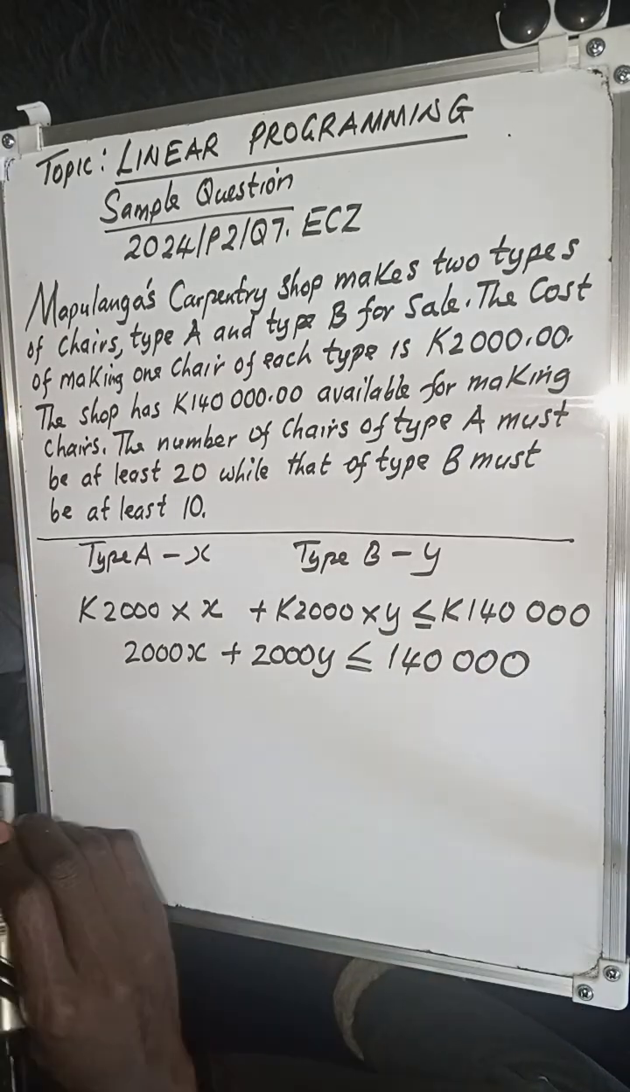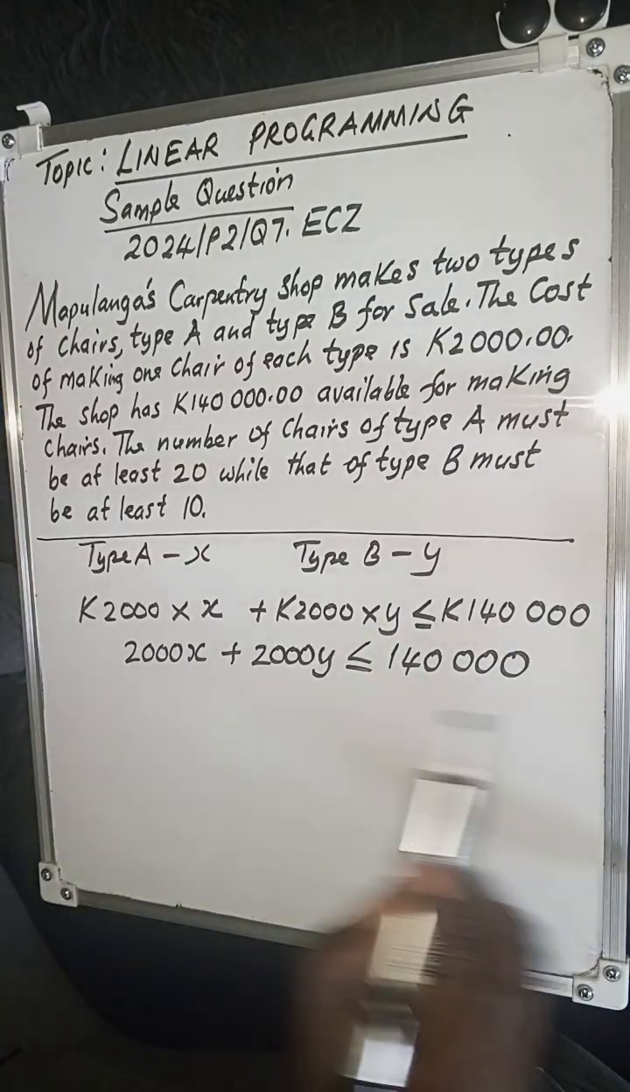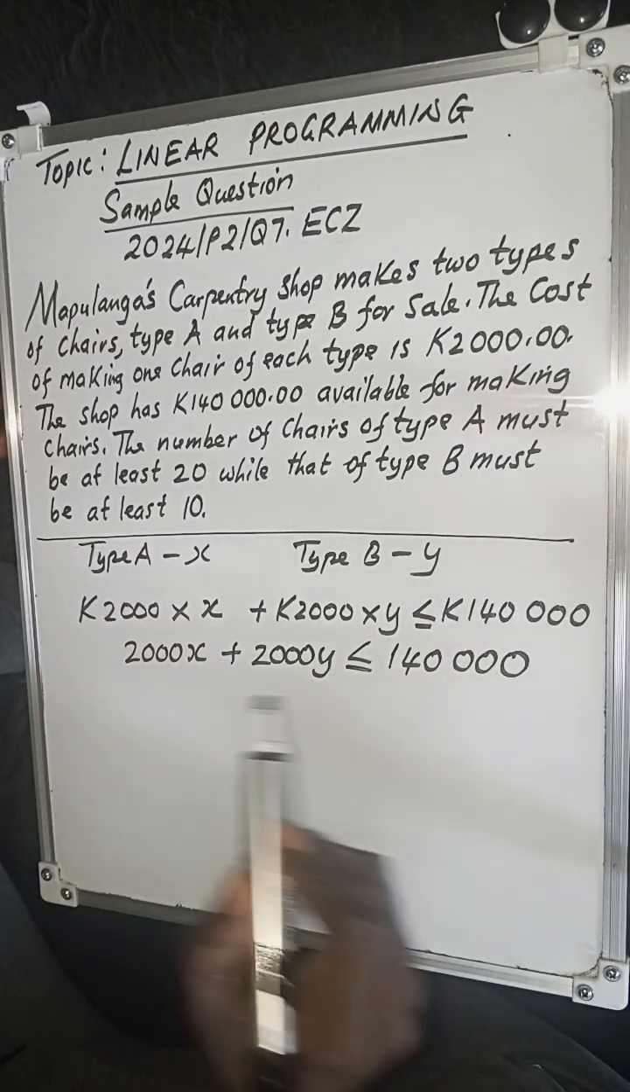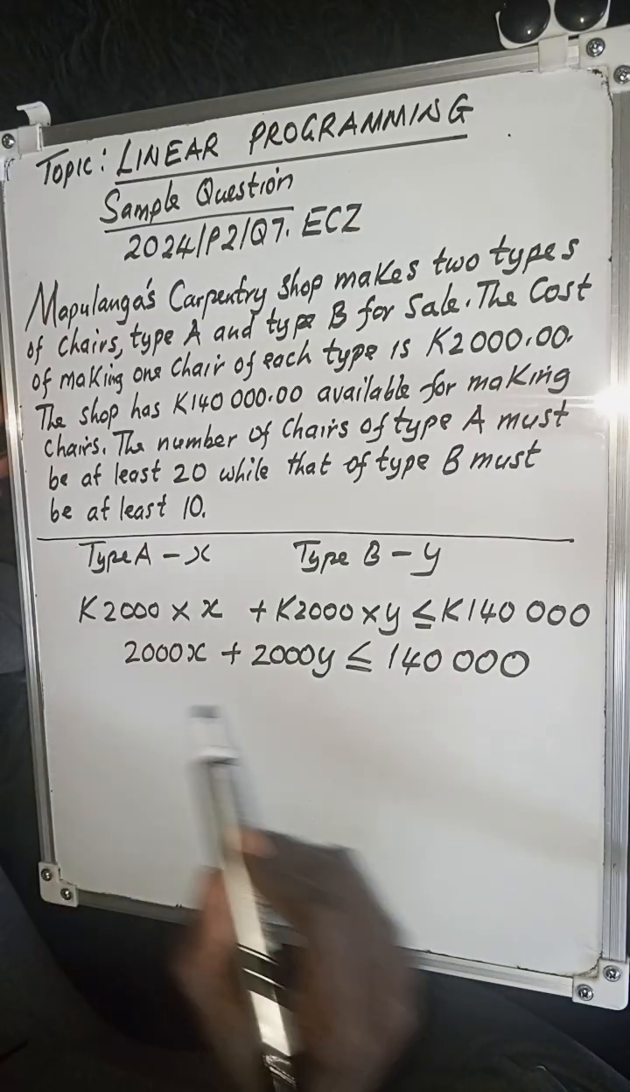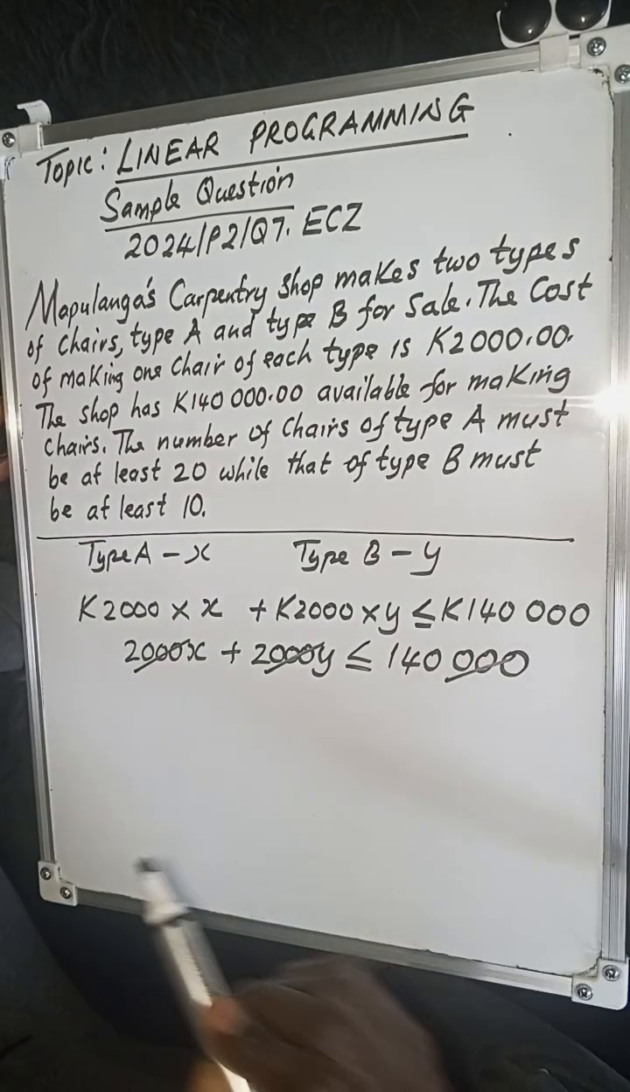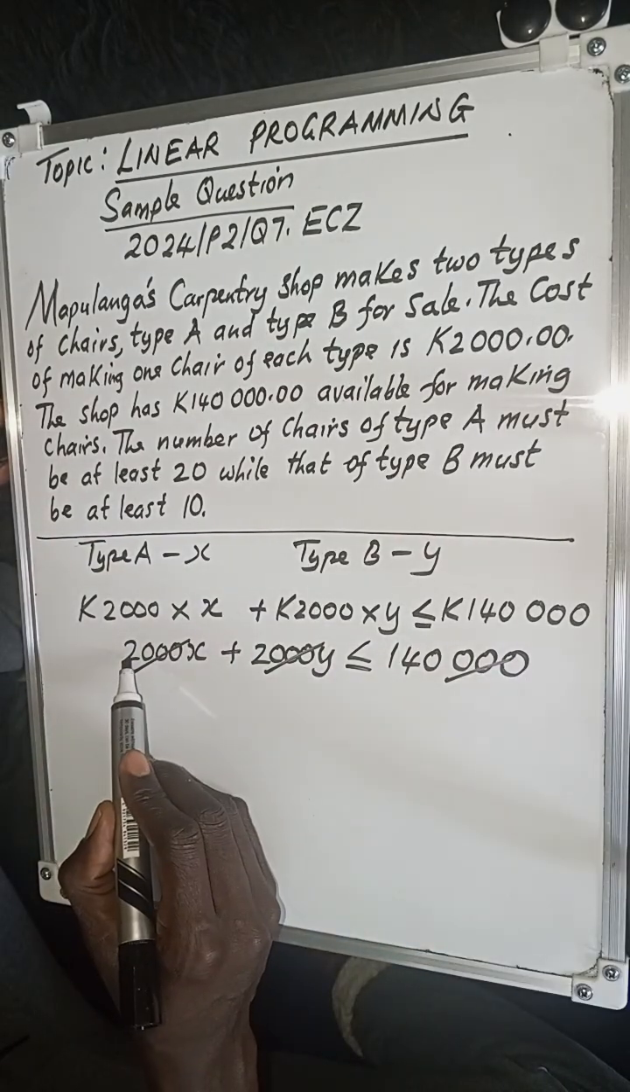140,000. Then the whole idea is that you need to make sure that you reduce this inequality to its simplest form if possible. Remember, I have the 3 zeros. I can cancel the 3 zeros, and I know the 2 can go there.